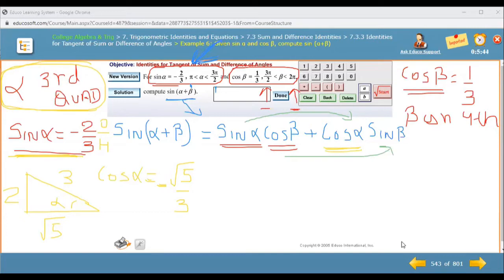Student: So how did you get the radical 5 as the hypotenuse? No, the hypotenuse is 3. Sorry, the adjacent, yeah. Adjacent. I use the Pythagorean theorem. According to the Pythagorean theorem, 2 squared plus adjacent squared will be 3 squared. 2 squared is 4 plus a squared is 9. So 9 minus 4 gives you 5, and we take the radical. Make sense? All right.